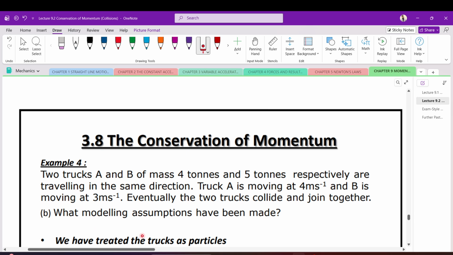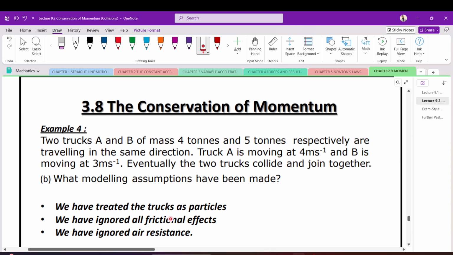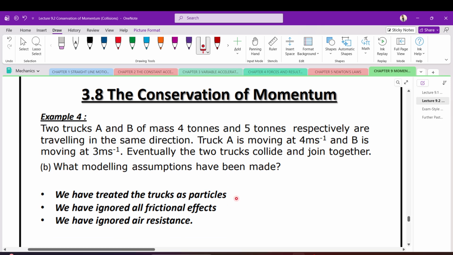Secondly, we have ignored any sort of frictional effects, okay, because we have assumed that the surface on which the trucks are moving, or the surface on which your particles are moving, is a smooth surface. Smooth surface means there are no frictional forces, there is no air resistance. So we have ignored these frictional effects and the air resistance.